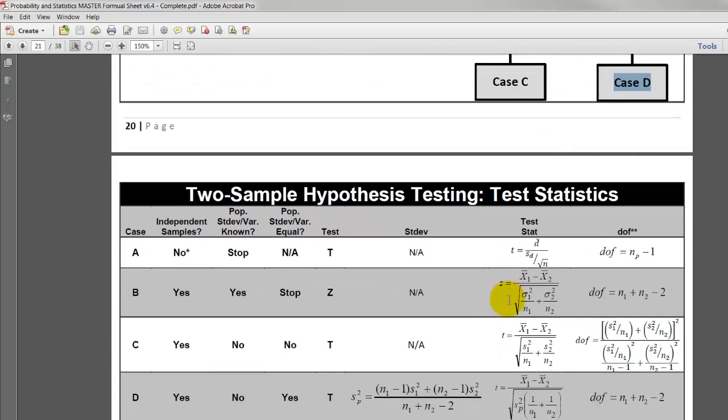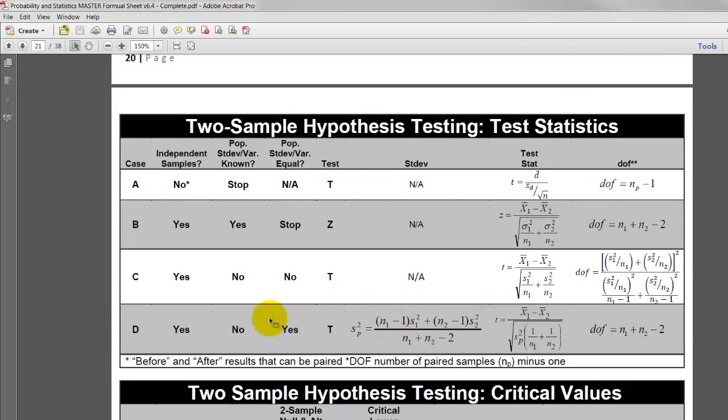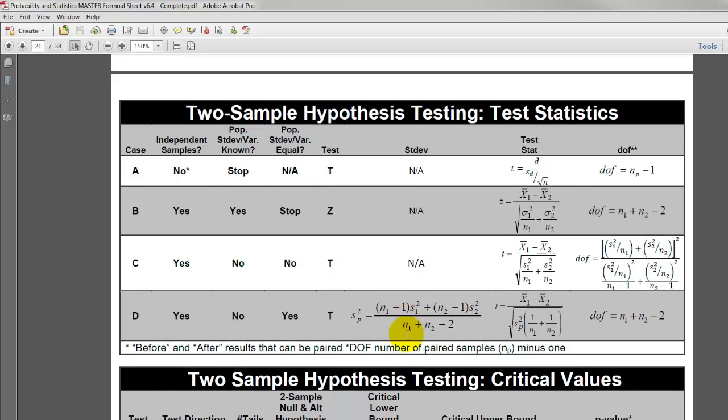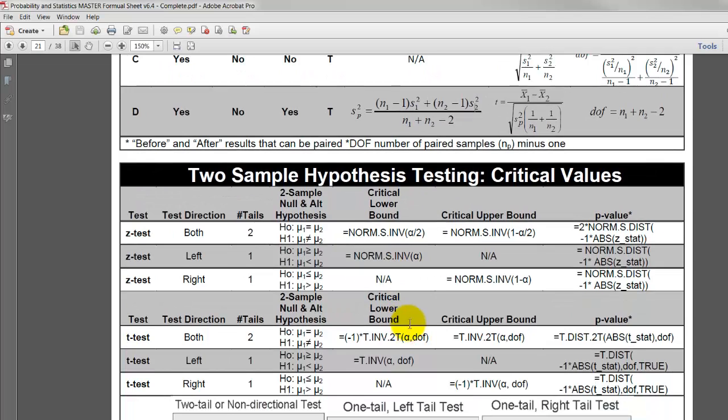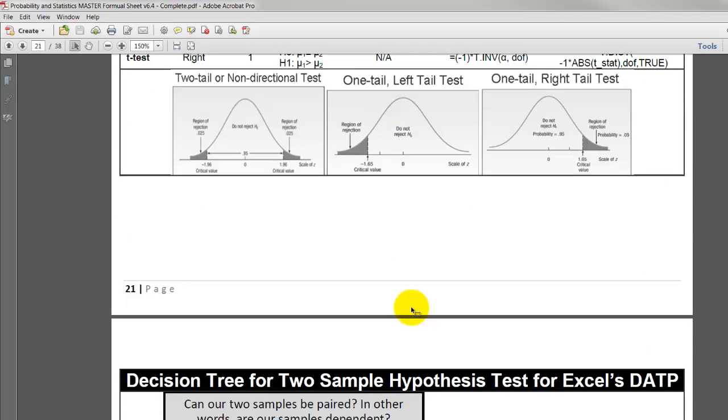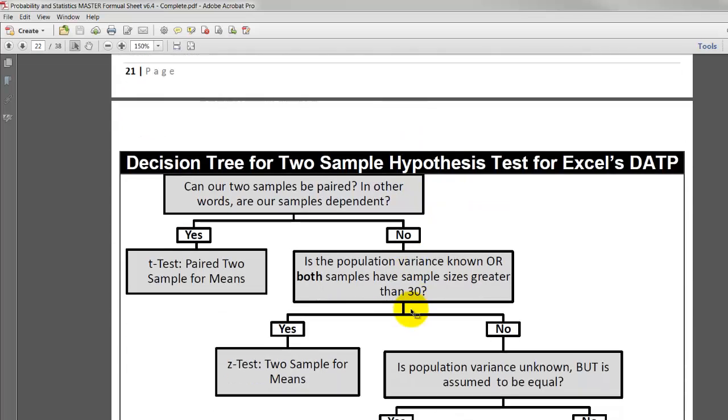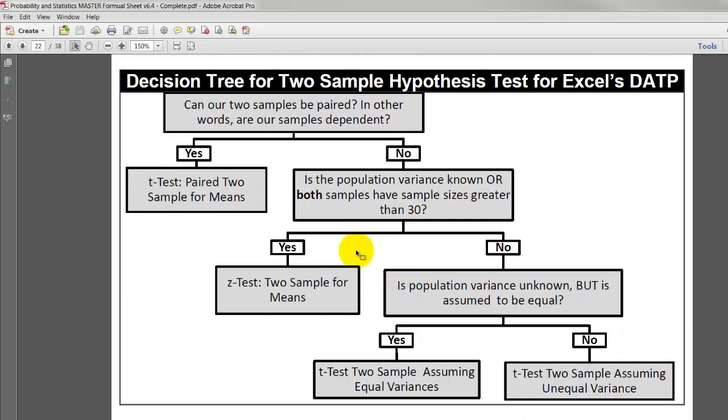Let's look at what case D is. Case D is this row in the data set, which we can manually calculate, but I'm going to use the data analysis toolpack to conduct the research. Look at this table here. This decision tree is actually for the Excel data analysis toolpack.